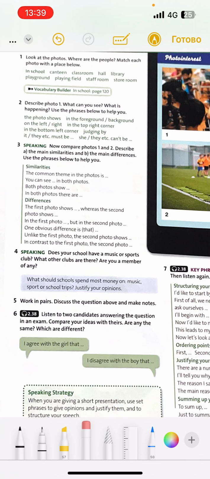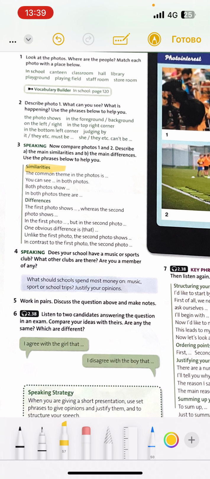Okay. Now, similarities. What are similarities? Similarities это похоже, схожести, and differences, отличия, right? For similarities, you can use: the common theme in the photos is. Theme это тема, yeah? The common theme means общая черта, okay? Something that is common. And you can say: both photos show, in both photos there are people, yeah? Differences. The first photo shows, whereas the second photo shows.